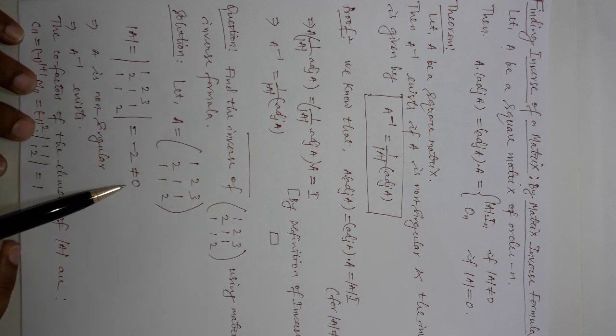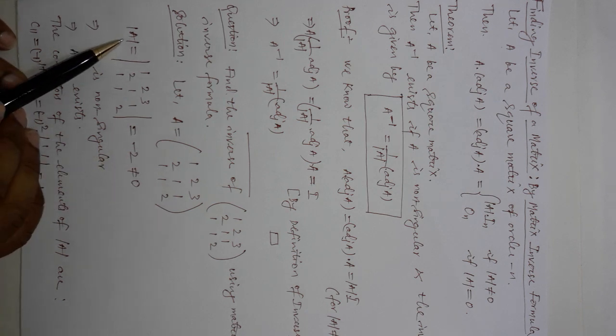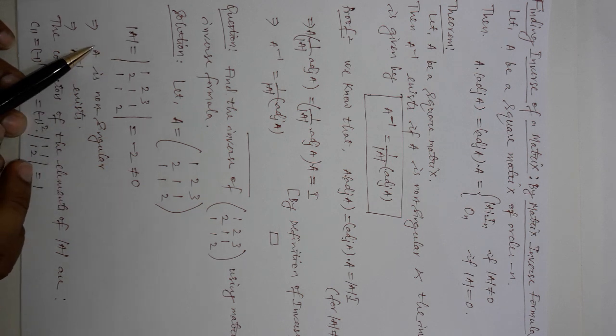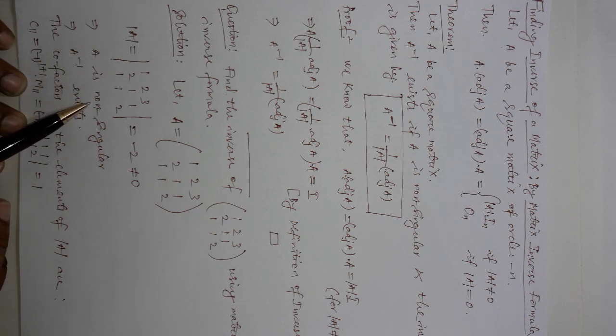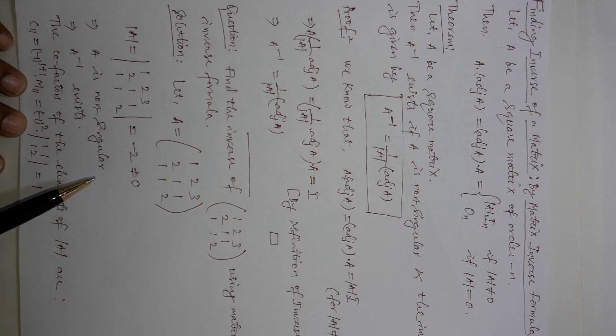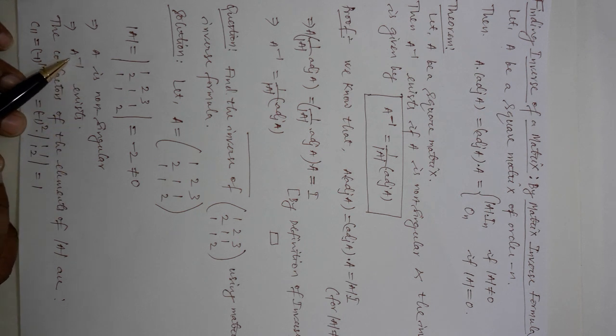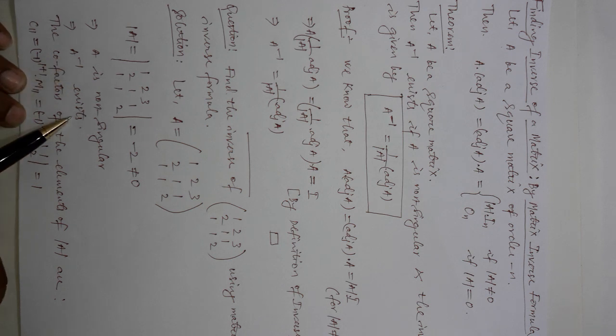So, it is minus 2. Moreover, it is not equal to 0, minus 2 is not equal to 0. That means the determinant of A is not equal to 0, that means A is a non-singular matrix. If A is a non-singular matrix, then its inverse matrix A inverse exists. That means we can now proceed further to calculate the inverse.